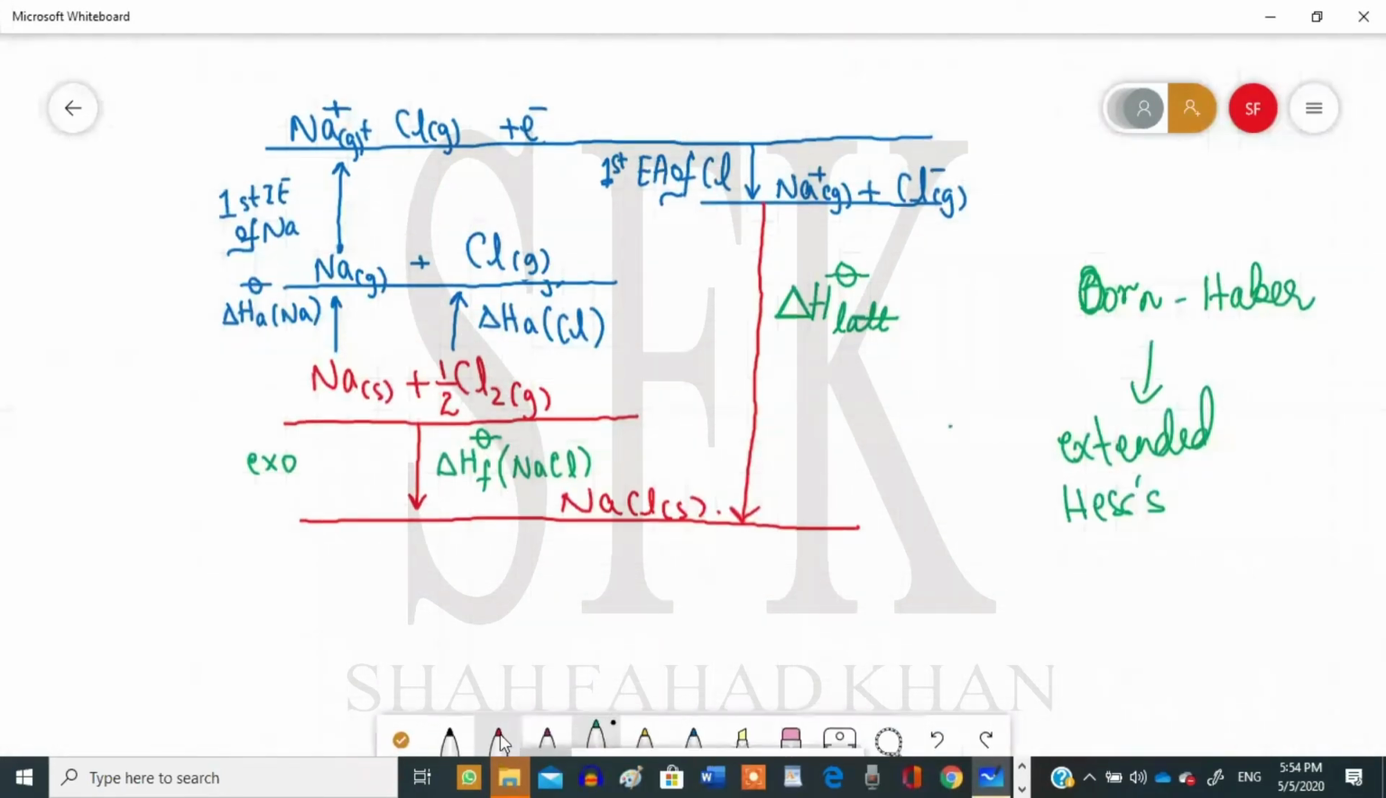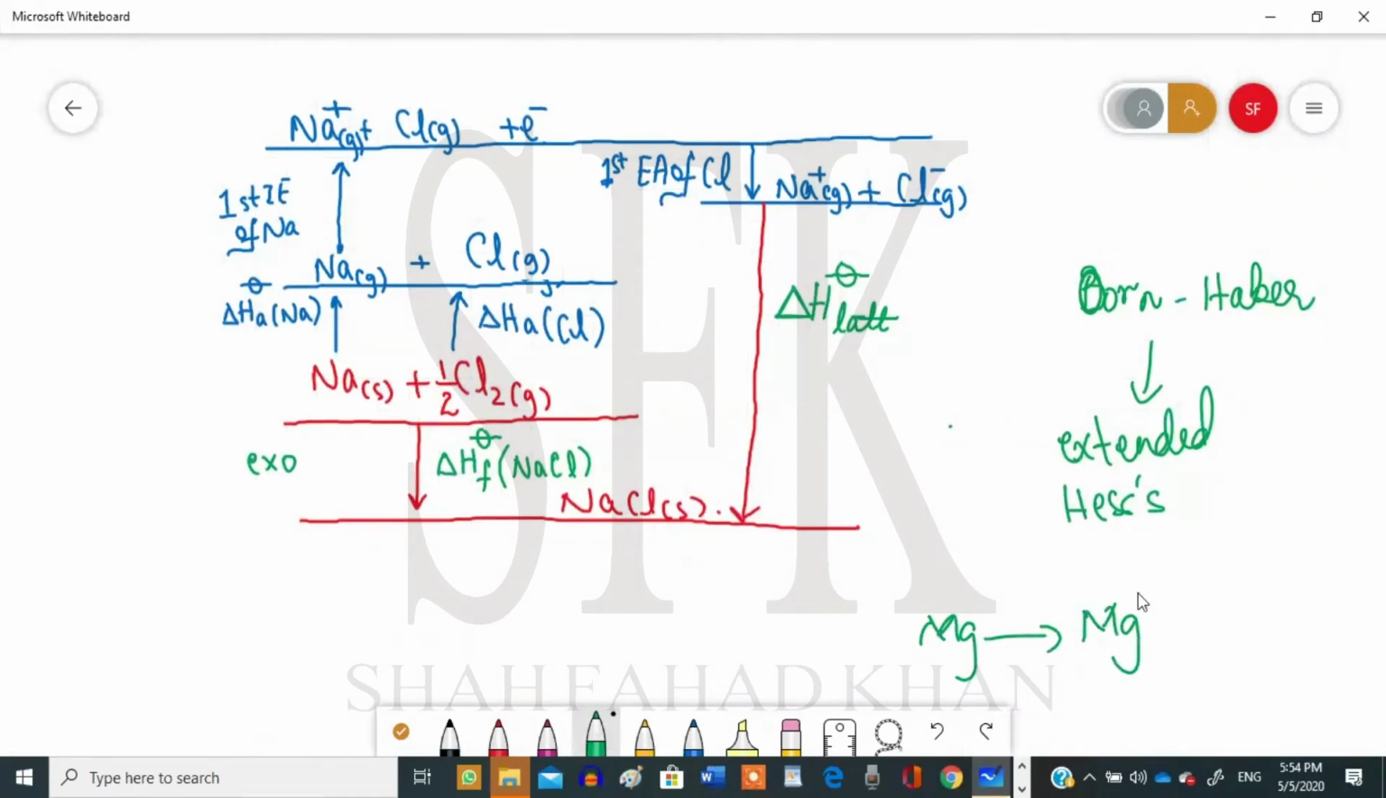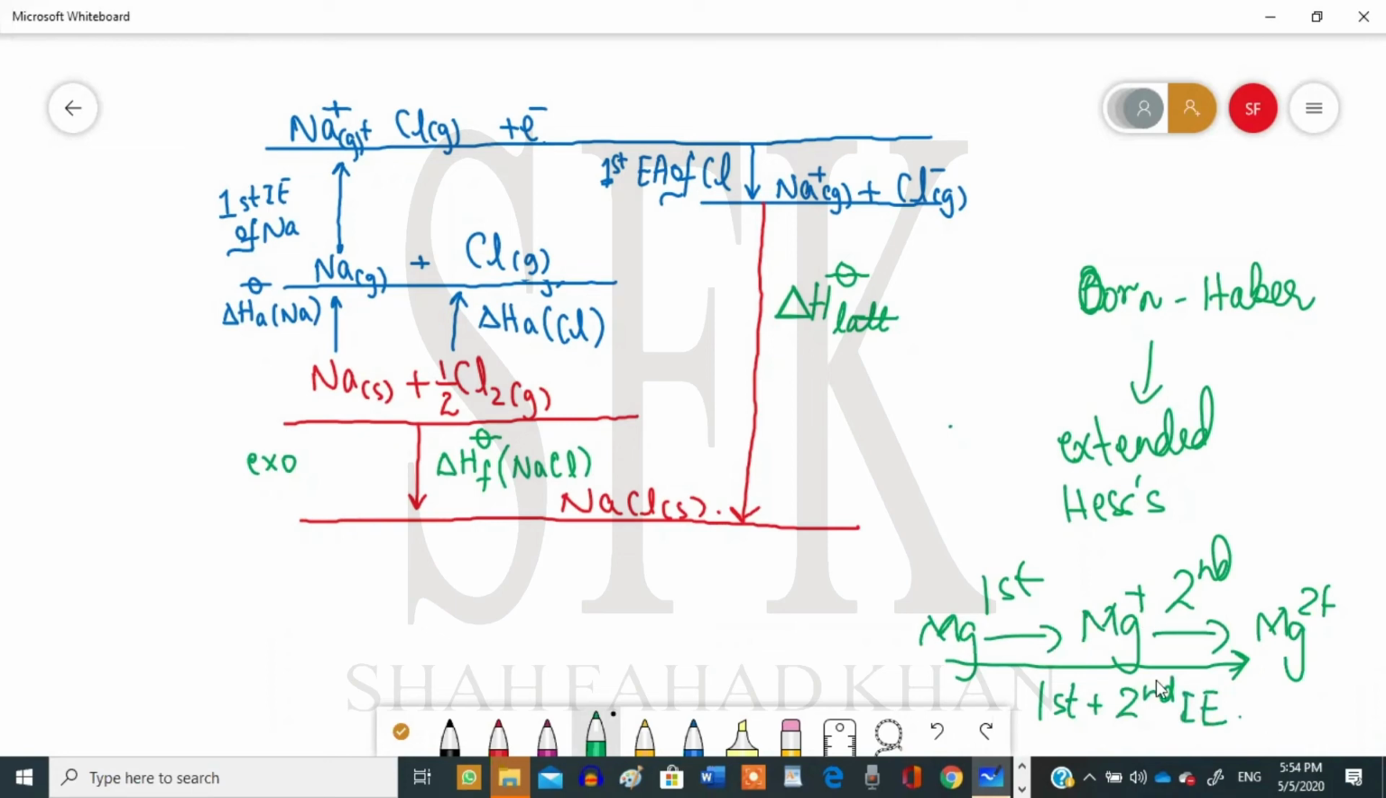In case of magnesium, we are going to first form magnesium positive ions. That's going to be the first IE of magnesium, and then we are going to form magnesium two positive ions. That's going to be the second IE of magnesium. You can show it by two arrows or just a single arrow, but that arrow is going to be labeled as first plus second IE of magnesium.